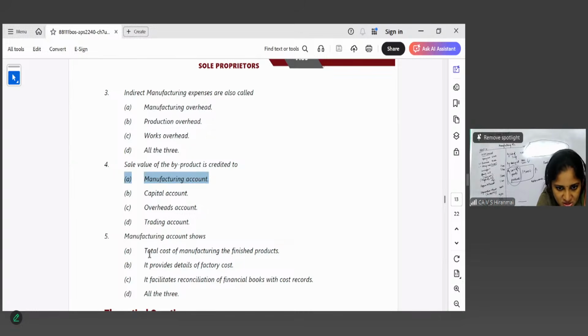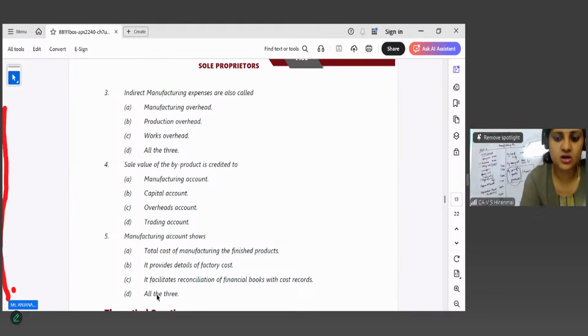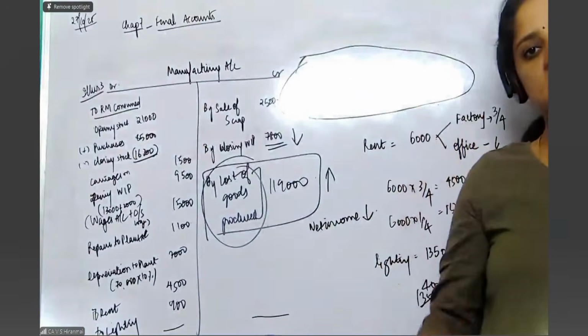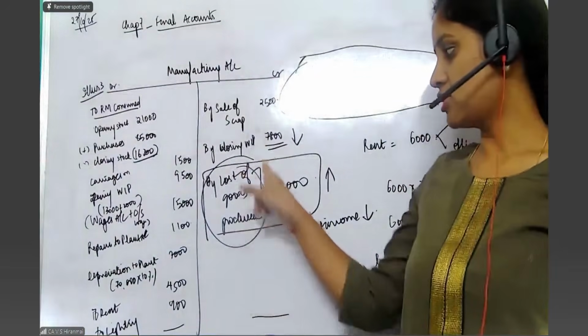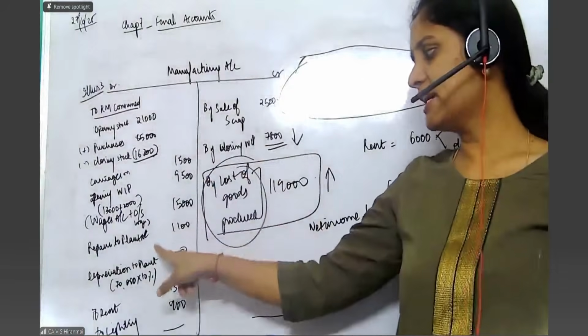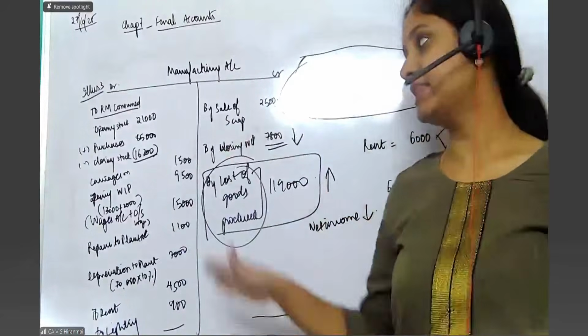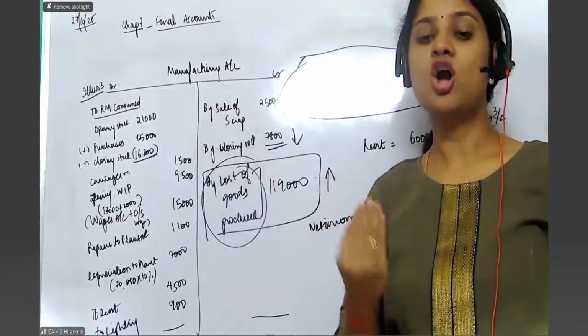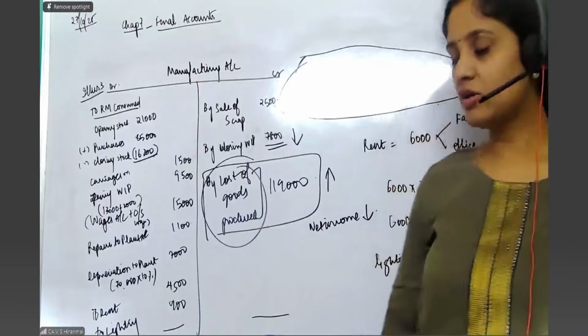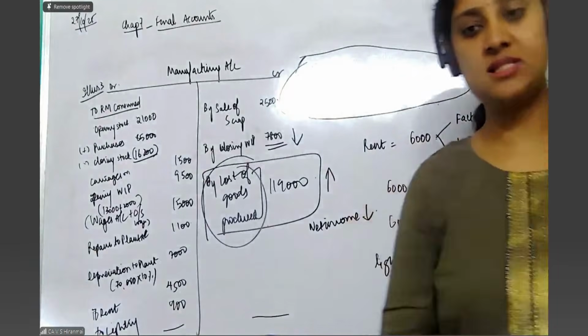Now, the manufacturing account shows the total cost of manufacturing of the finished product. It provides the details of the factory cost. It facilitates reconciliation of the financial books with the cost record, and all of the three. The option is all of the three. You will get the cost of the goods produced, the factory cost breakup, and you will also be able to reconcile. The manufacturing account is nothing but your costing account. Okay, good, Akshay. So these are the 5 MCQs.